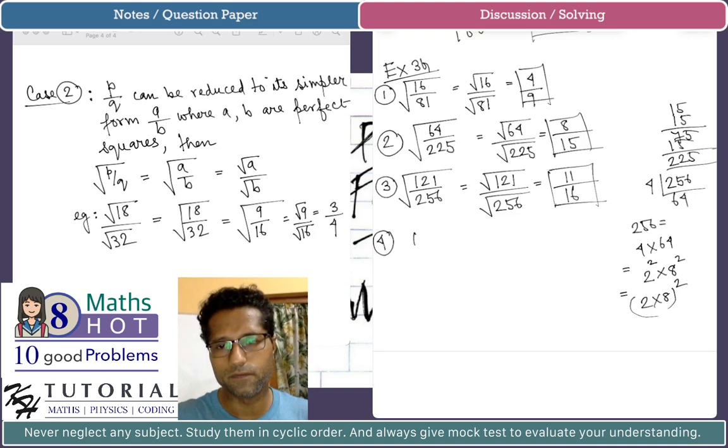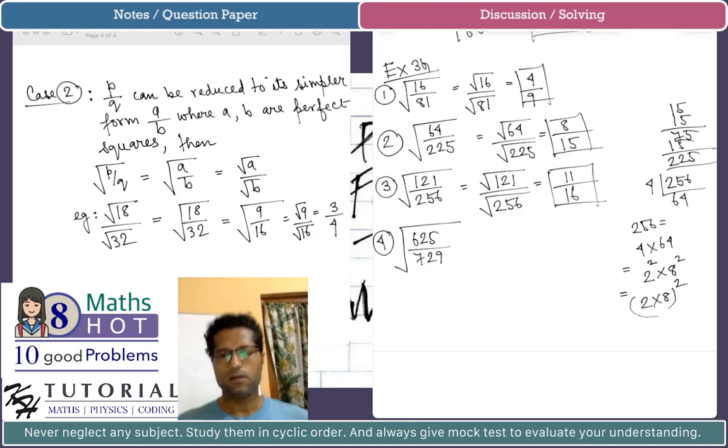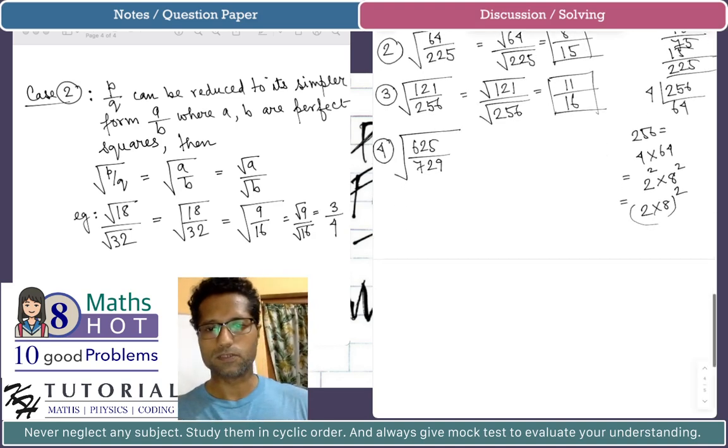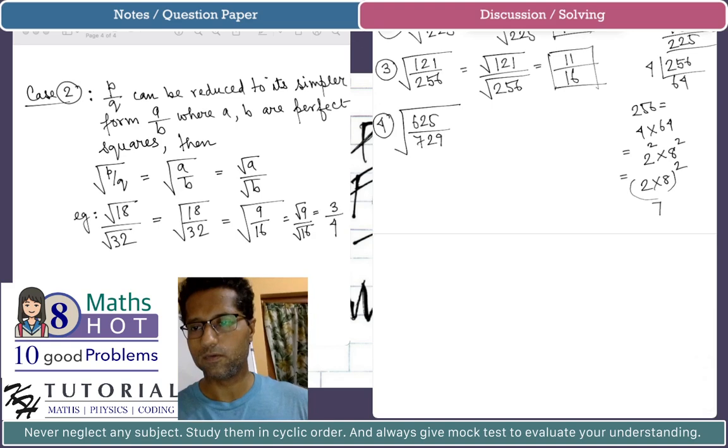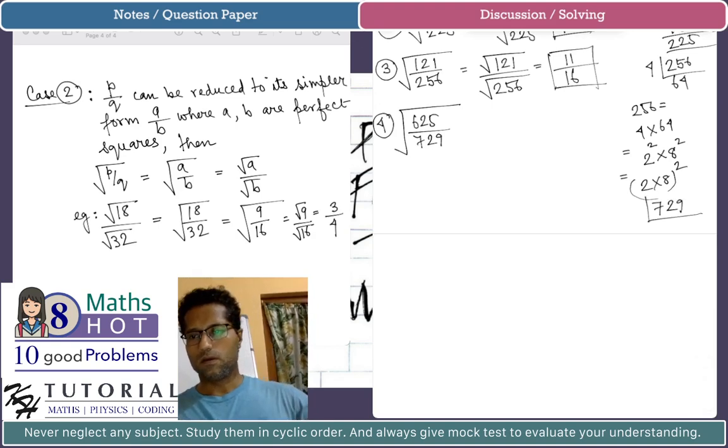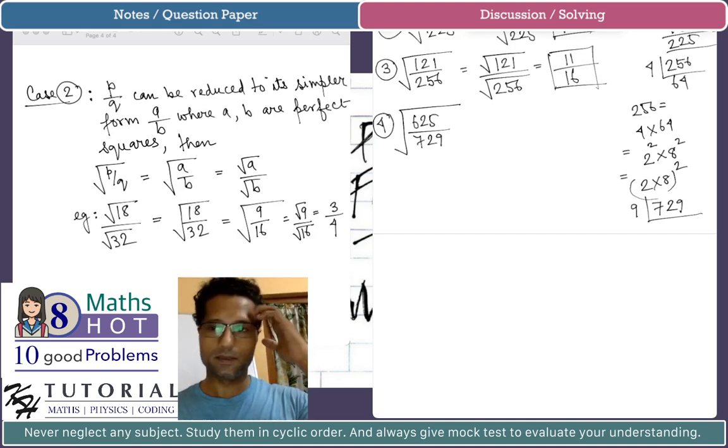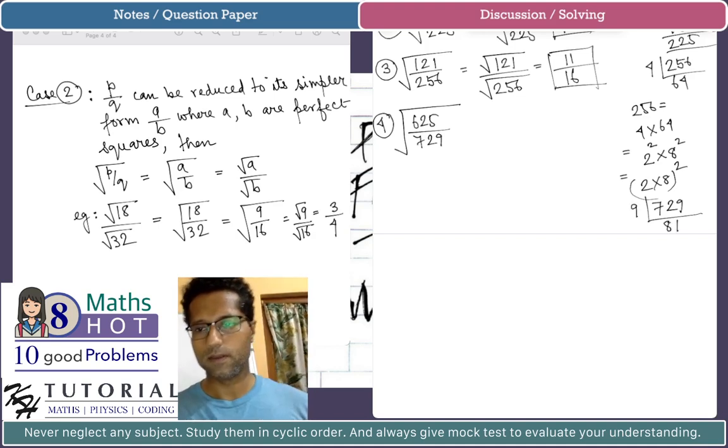Okay, let's do problem number 4. The given fraction is 625 divided by 729. I'm not sure about 729. 625, I think the square root is 25, it is a perfect square. What about 729? It is dividing by 9, so 81. Oh, okay, fine.